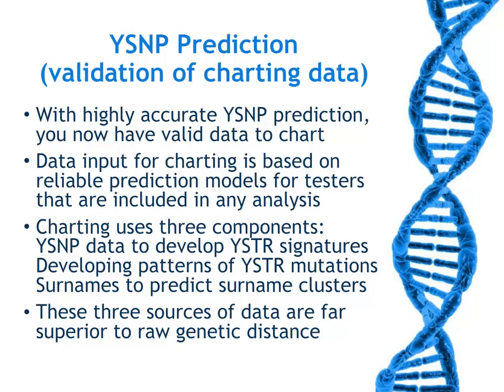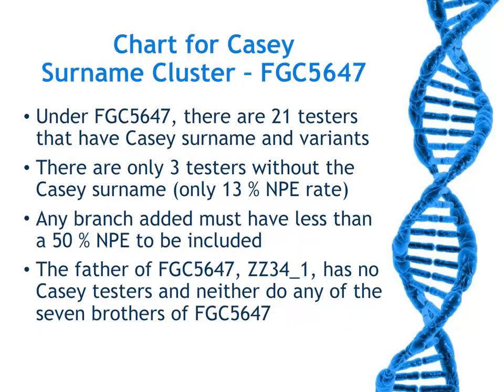These 3 sources of data are far superior to raw genetic distance, such as the family tree name match lists. So next I'm going to go down to the surname cluster level. And this is for my Casey surname cluster, which is identified by FGC 5647. There are 21 testers, and this is not a whole bunch, but it's one of the larger ones, the top 3 or 4 under L226.